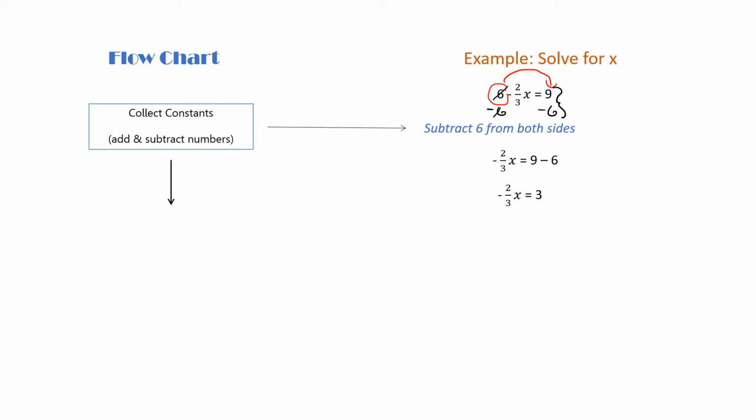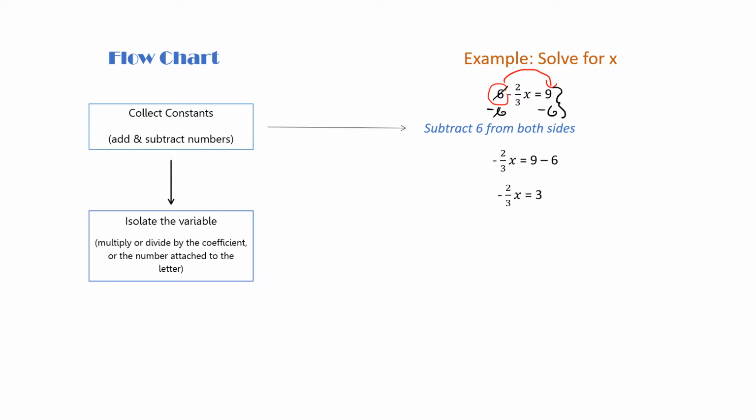Now what do we need to do? The next step is to isolate the variable. Our variable again is an x. That's what solve for x means, isolate the variable. I've got a -2/3 attached to that variable. So we multiply or divide by the coefficient or the number attached to the letter. That's what a coefficient is. It's a number attached to the letter.